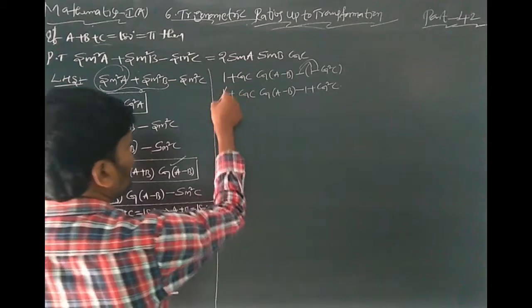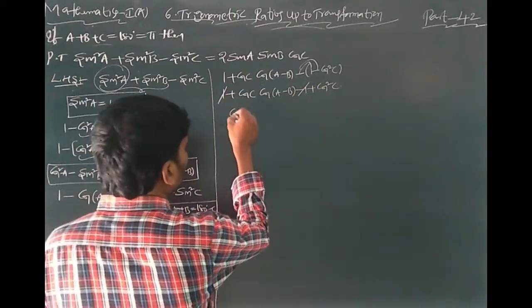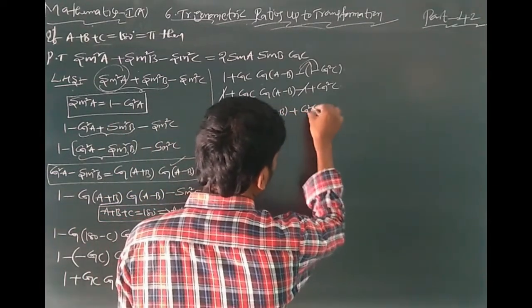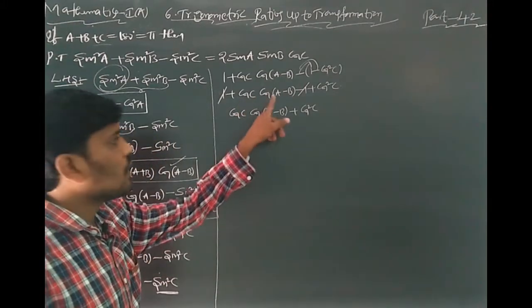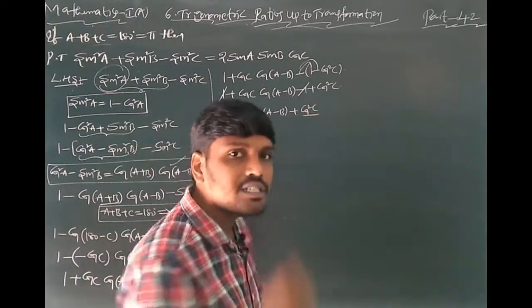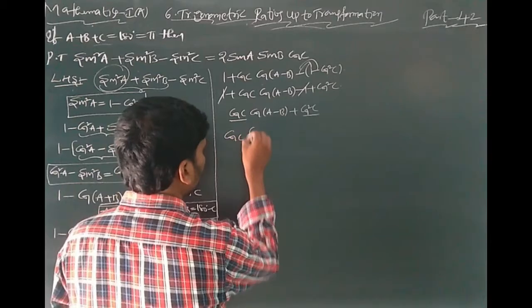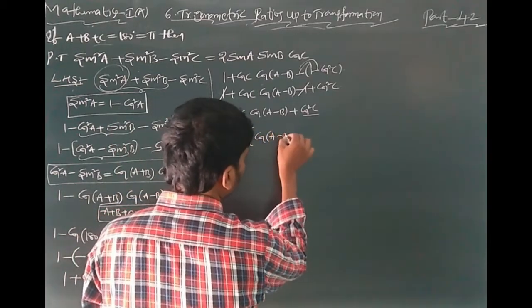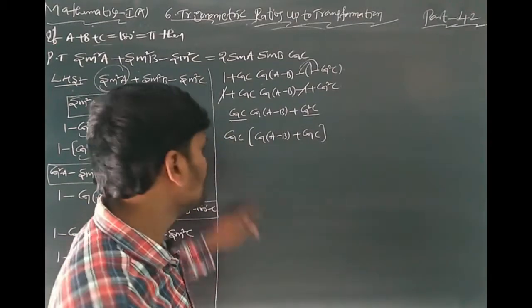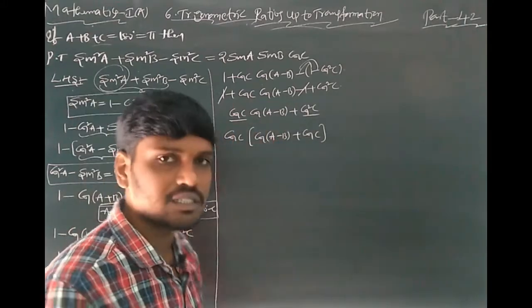After that, plus 1 minus 1 get cancelled. Remaining what? Remaining here: cos C into cos of A minus B plus cos square C. In these two terms, which one is common? Cos C will be common. Cos C common. Remaining what? Cos of A minus B plus cos C. Cos C into cos of A minus B is there, plus cos C into cos C, cos square C is there.